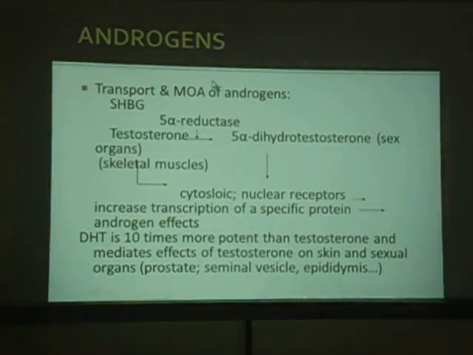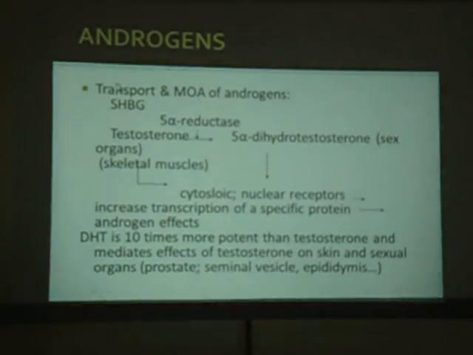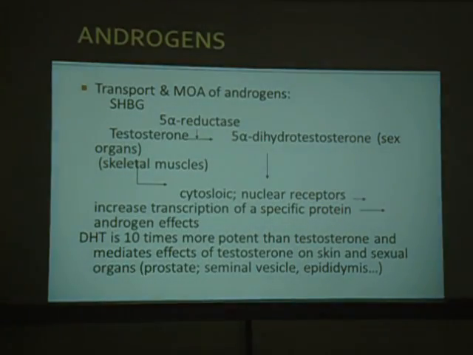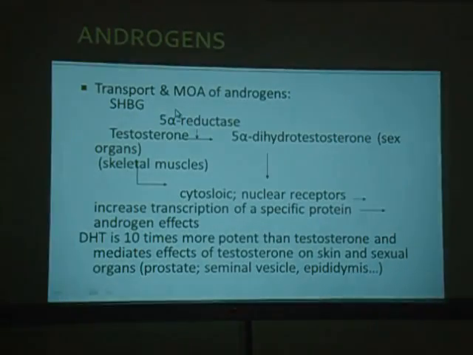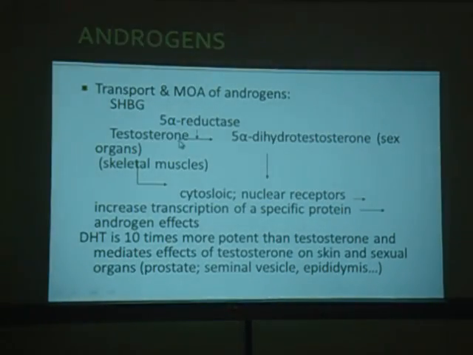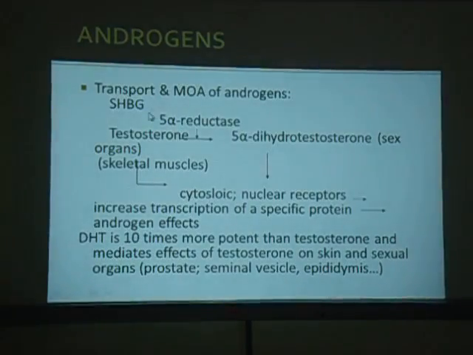Here from the binding side, we need to remember that testosterone is plasma protein bound, about 40% is plasma protein bound. The binding globulin is there, and from that it is released. Testosterone under the influence of 5-alpha reductase is converted to 5-alpha dihydrotestosterone, which is the more active metabolite, and it has cytosolic and nuclear receptors.